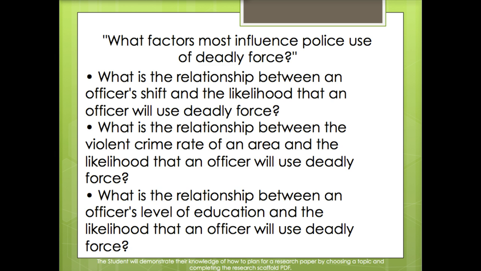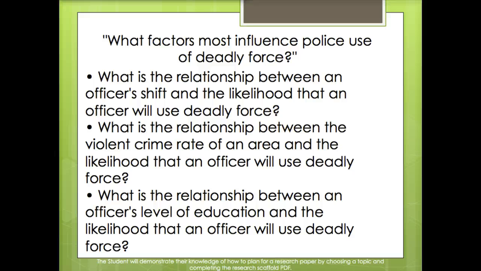This is what factors most influence police on use of deadly force. Okay, so here are some questions. What is the relationship between an officer's shift and the likelihood that the officer will use deadly force? So like, would you use more if you were in the AM shift or in the PM shift?